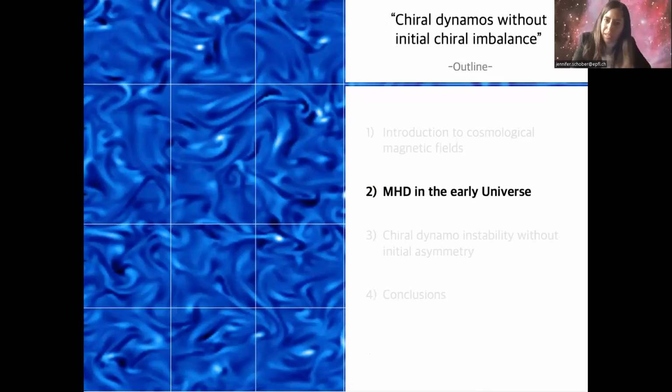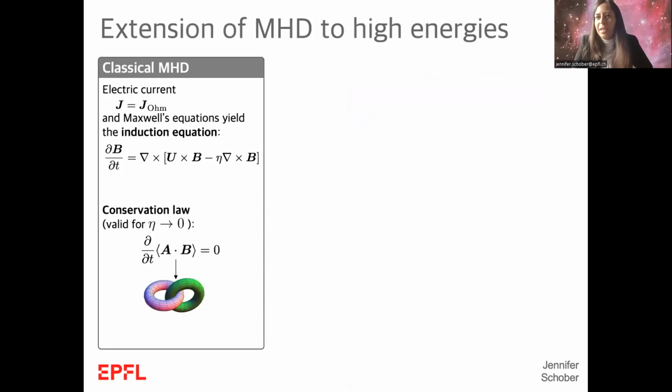Okay, let me talk a bit about MHD in the early universe. Let me start with the classical MHD. As you know, MHD is based on electric currents, and normally we have the ohmic current that we can combine with Maxwell equations in order to derive the induction equation for the magnetic field, which I wrote down here. The induction equation has a very interesting property: it tells you that magnetic helicity is a conserved quantity, at least in the limit of vanishing eta. The global, the mean magnetic helicity is a conserved quantity.